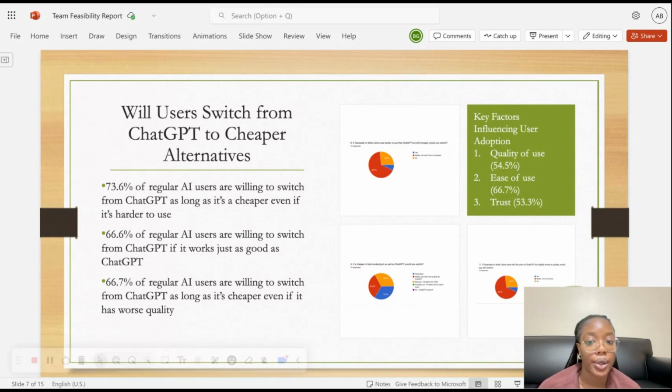I started by creating a survey to get data from everyday AI users, and the results were very insightful because 63% of the population said they would switch to cheaper tools like DeepSeek or Meta's Llama, but they required that the AI tool has to be ChatGPT level quality, and 72% said the tools also have to be easy to use and understand. So this tells us that price alone will not make people switch to cheaper alternatives.